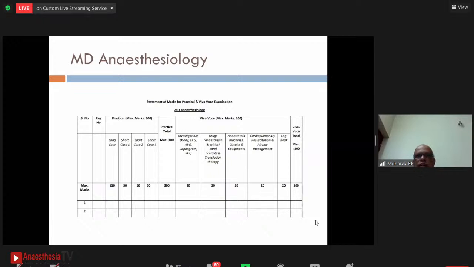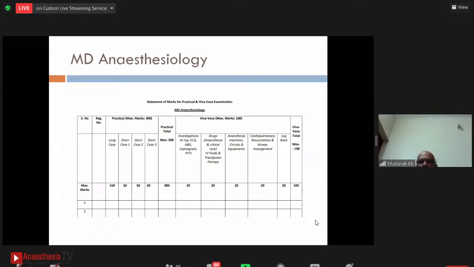And we have Viva OSCE of 4 stations: X-rays, ABGs, ECG, capnograph, PFT in 1 station. The second one, drugs, anesthesia, circuits, critical care, IV fluids and all. Then anesthesia machines and circuits, equipments. Then a 4th station of cardiopulmonary resuscitation and airway management.